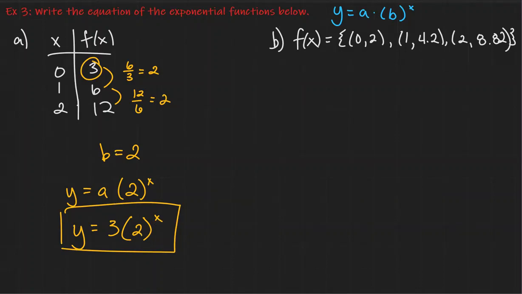Awesome. Let's do it one more time. Okay, I got to do my consecutive differences. So I got to do 4.2 divided by 2, and then 8.82 divided by 4.2. So let's start with the first one, 4.2 divided by 2. That one looks like it's equal to 2.1, right? Let's just make sure that we get the same thing for the second division. 8.82 divided by 4.2.